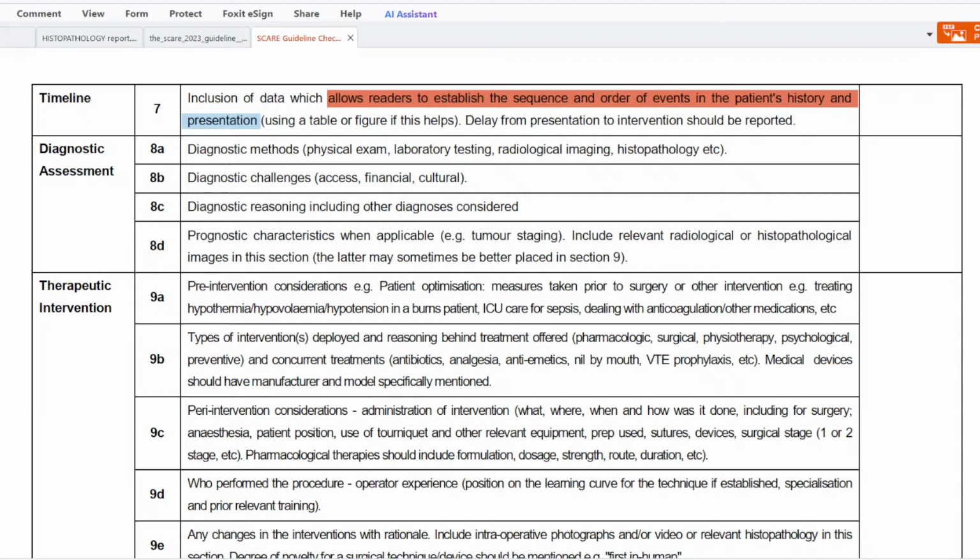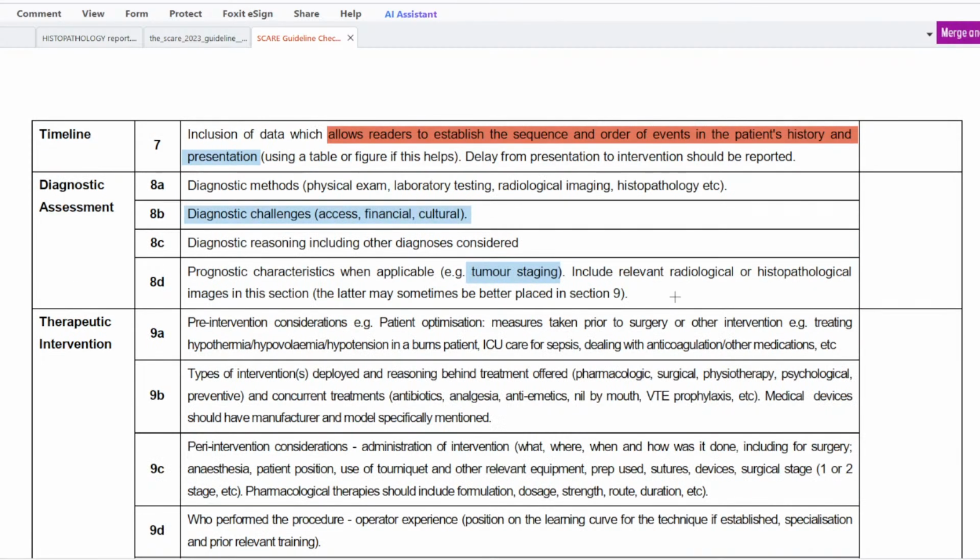Diagnostic methods, physical, laboratory testing, diagnostic challenges, access, financial, diagnostic reasoning, including other diagnoses considered. Prognostic characteristics when applicable, tumor staging. Include relevant radiological or histopathological images in this scenario.